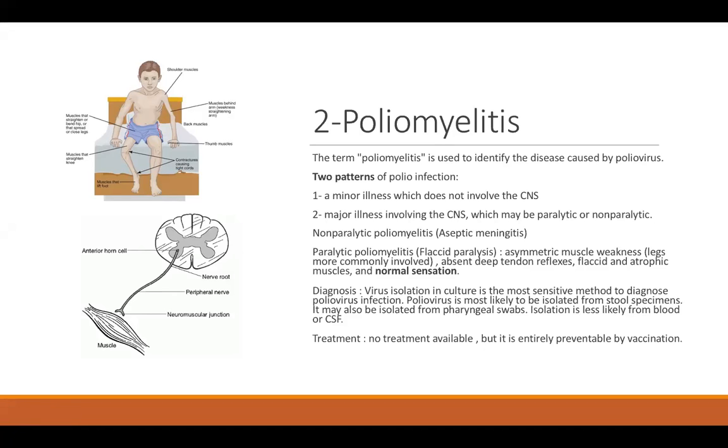Diagnosis: how do they diagnose poliomyelitis? Usually they isolate the virus and culture it. It's the most sensitive method to diagnose a poliovirus infection. Usually the specimen taken is a stool sample. Sometimes they even take a pharyngeal swab or blood or CSF, but most commonly a stool sample. The best specimen is the stool. The best way to diagnose is virus isolation and culture. Very important. Here is a picture just to show you the distribution of the muscle weakness. Treatment: unfortunately, there's no treatment available, but it's entirely preventable by vaccination.